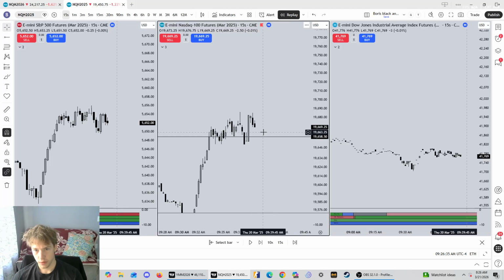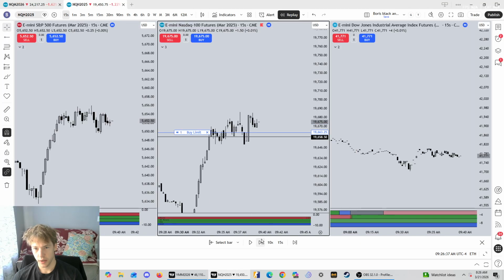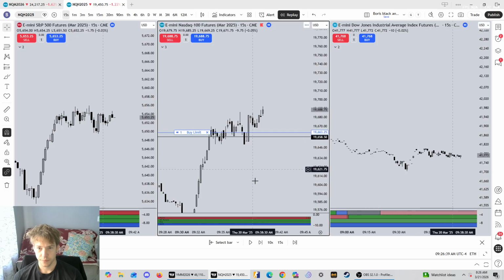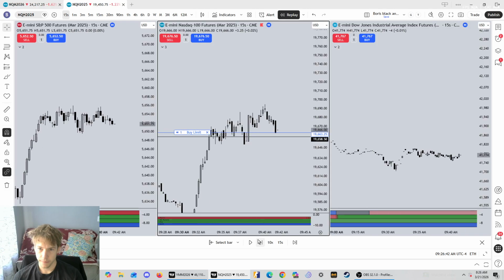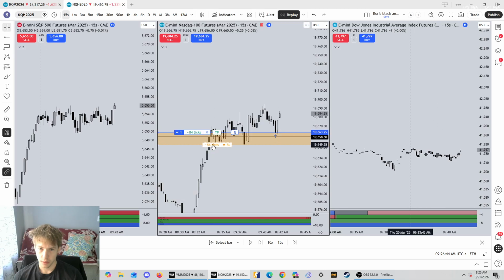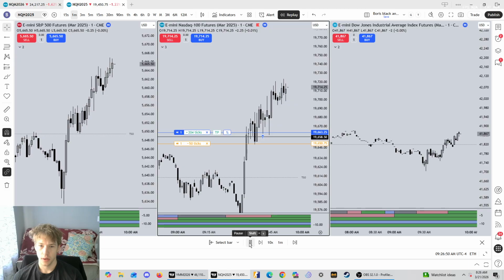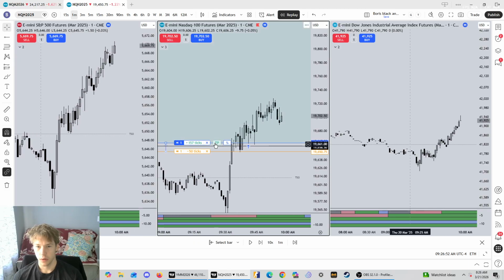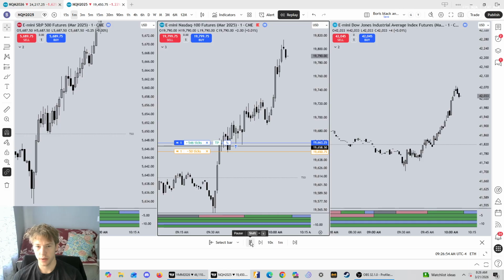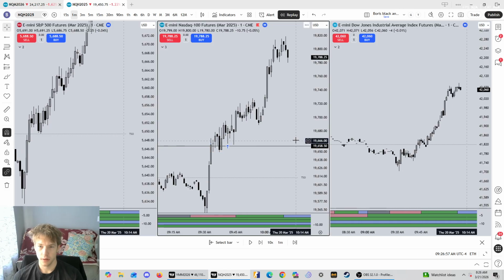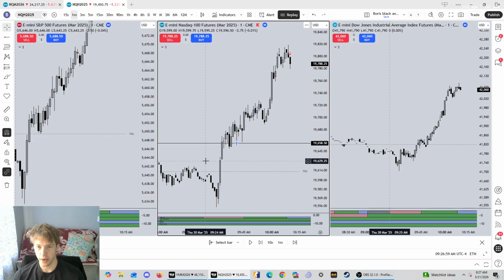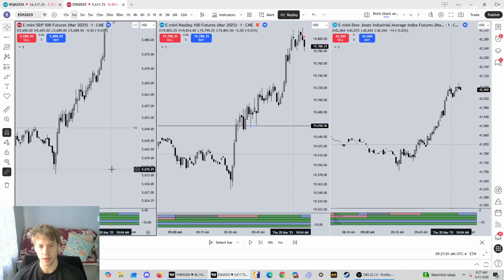So let's see. Obviously this is all, let's see how that would work. 50 tick stop. Yep, and it would work. As long as it gives me 250, I don't really care. Okay, and it did. So obviously I already saw the hindsight here, but that's not the point.